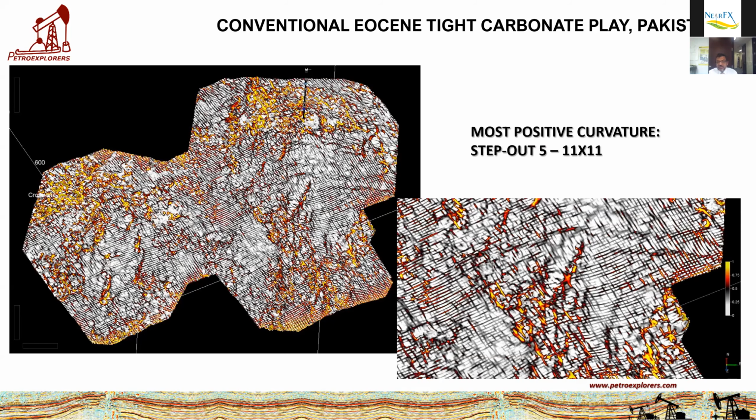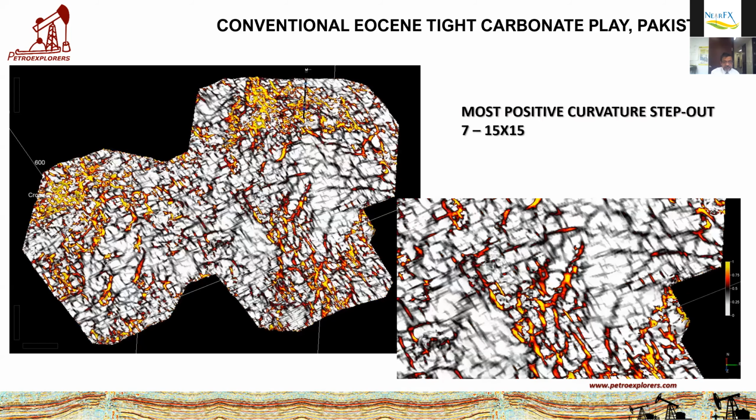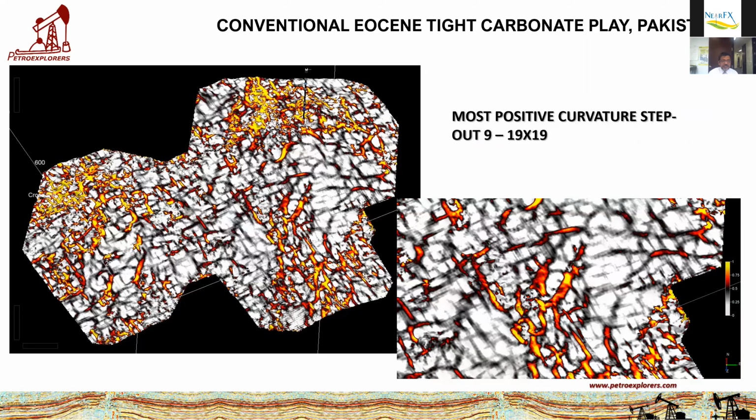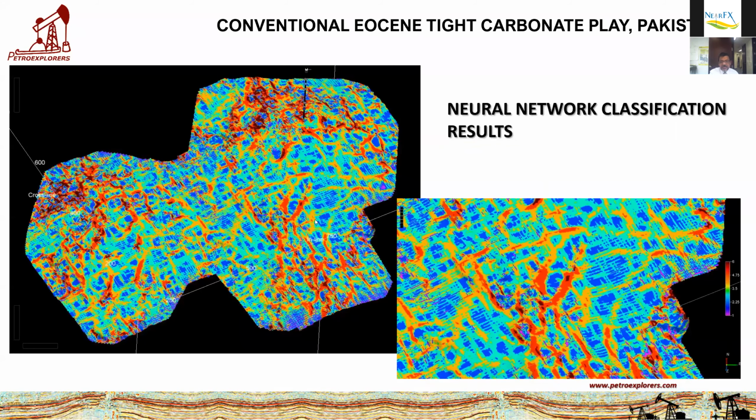As you go to 11 by 11, you get a little bit better, more precise faulting coming in. At 15 by 15, the acquisition footprint, although the direction is the same, has been dimmed out while the fault stands out. And then at the higher step out, you have the major fault system at 19 by 19.